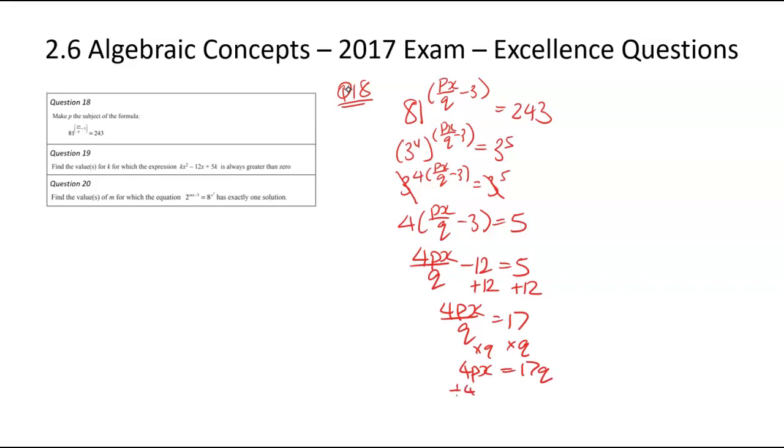I'm then going to divide by 4x, which means p is going to be equal to 17q divided by 4x. If you can get through all of that, definitely worth an excellence mark. And the trick really was switching it to that base of 3 for us to then be able to cancel out. You also could have just logged both sides. And again, an unknown power is normally a giveaway to log as well.